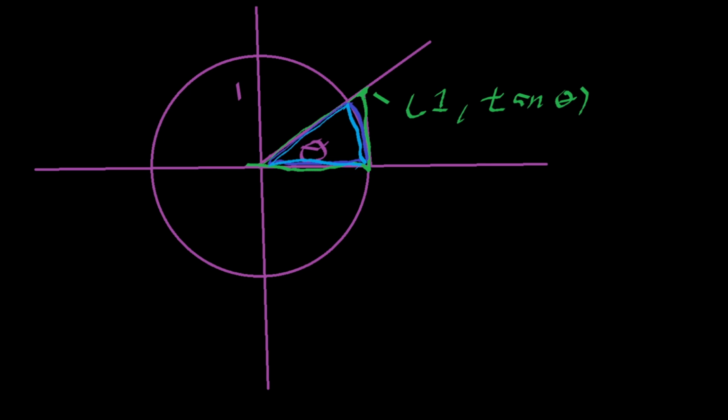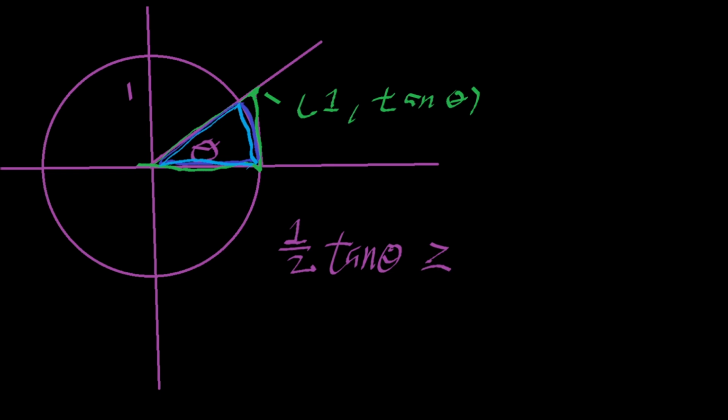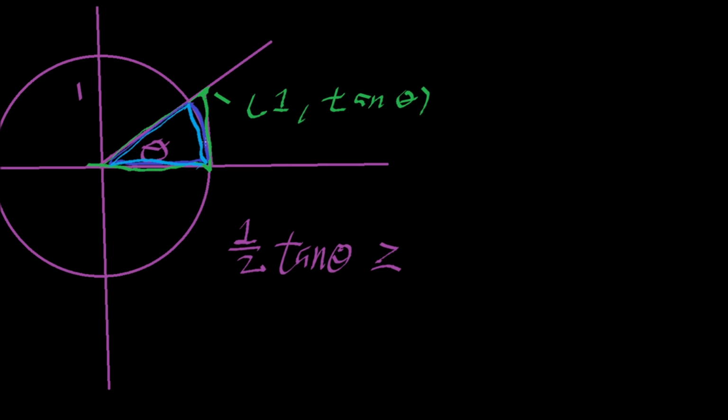So the area of this larger green triangle will have area 1/2 times base times height, 1/2, and its base is just 1 since it's the unit circle, and its height will be tangent of theta, and this will be greater or equal to the area of this smaller circle sector, which will have the area 1/2 times theta, because normally the area of a circle sector is 1/2 times the angle multiplied by the radius squared, but again, we're in the unit circle, so the radius is just 1 and 1 squared is 1.